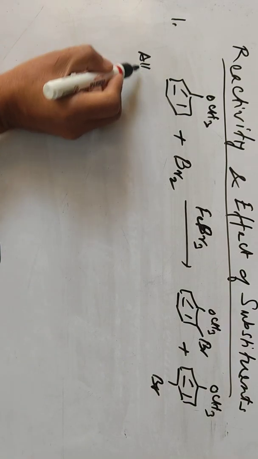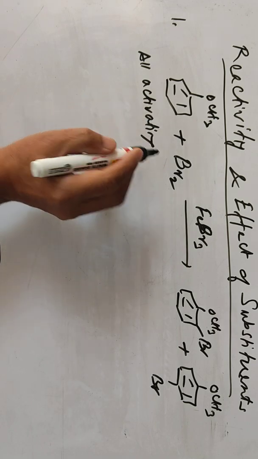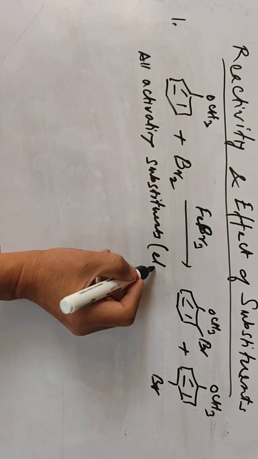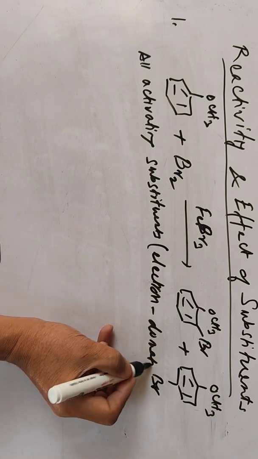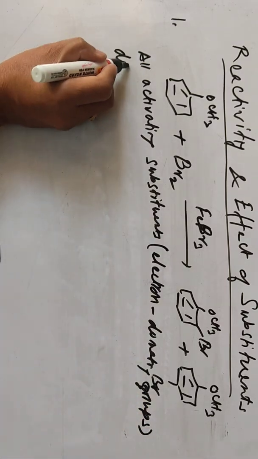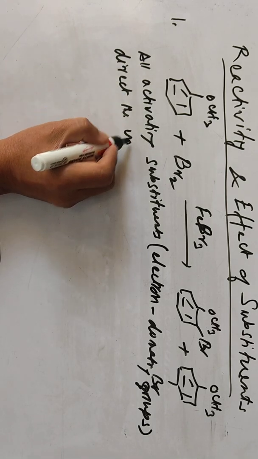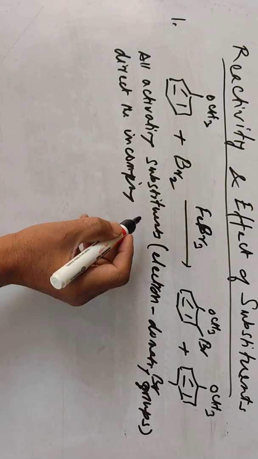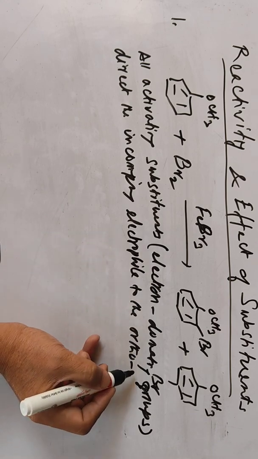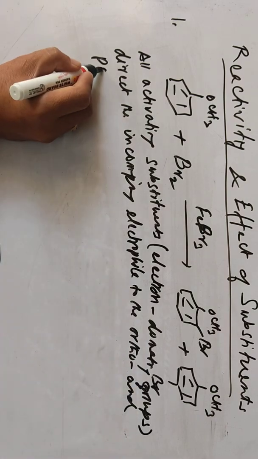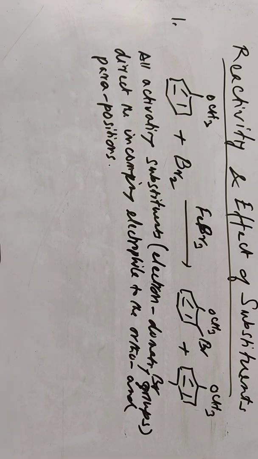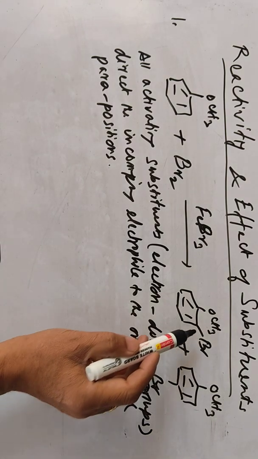In the first case, all activating substituents, that is electron donating groups, direct the incoming electrophile to the ortho and para positions. So electron donating groups present in the benzene ring direct the electrophile to either the ortho or para position. This is the first case.